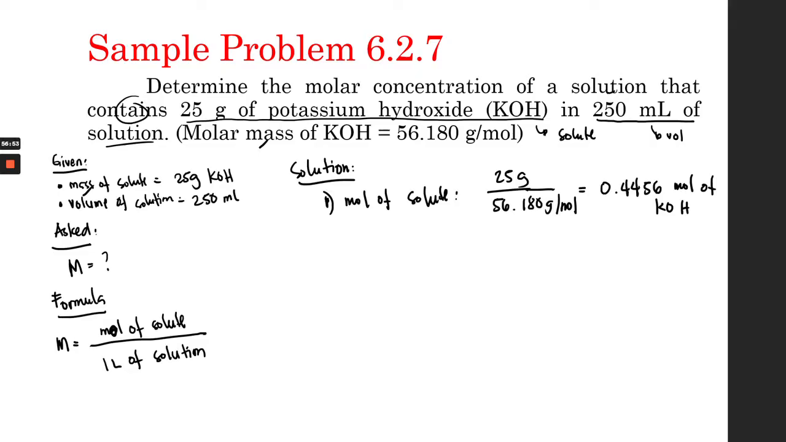Okay, after getting that, we have to first convert our volume, because we know that volume must be in liters, and they gave us 250 ml. There's 1000 ml in 1 liter, so that is equal to 0.25 liters of solution.